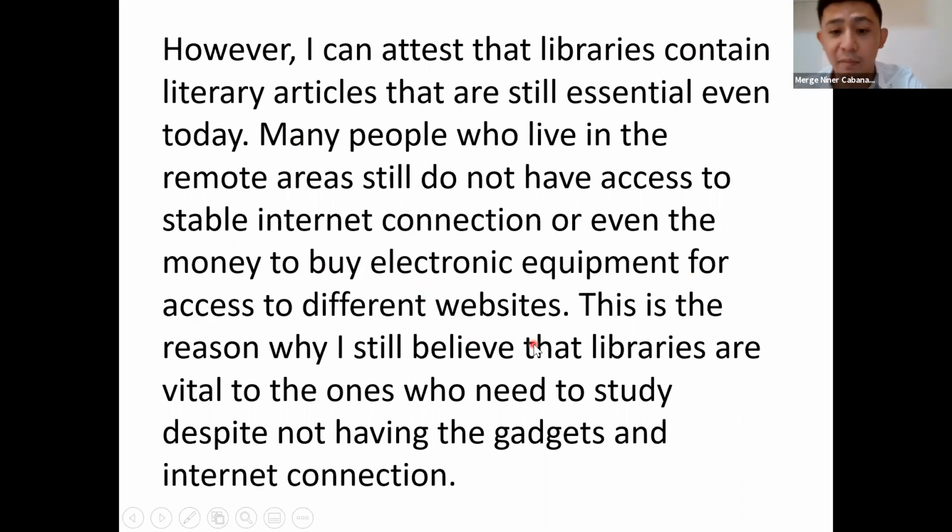Iba nga, wala pang kuryente, di ba? This is the reason why I still believe that libraries are vital to the ones who need to study despite not having the gadgets and internet connection. So that is my sample.